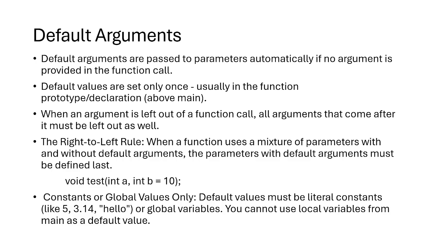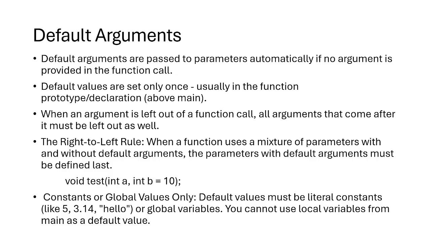We have constant and global values only. Default values must be literal constants like 5, 3.14, hello as a string, or global variables that can be accessed anywhere in the code. And you cannot use local variables from main as a default parameter. So this is very simple to understand. Just make sure whatever you are going to use is accessible in any part of the code, and they have to be literal constants too.